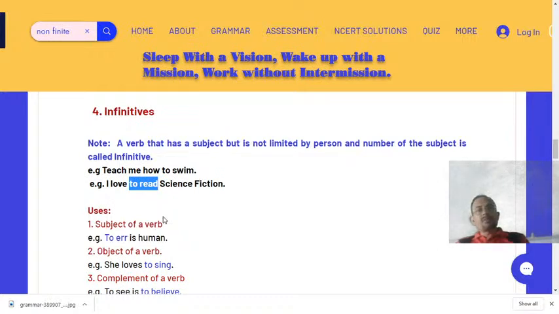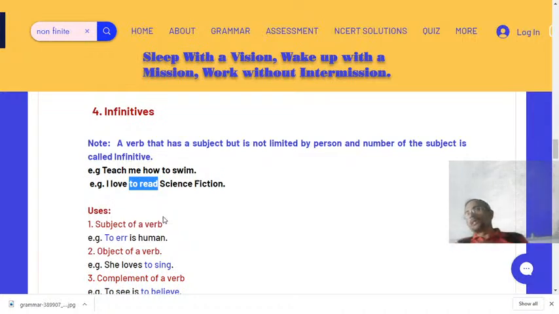Okay, so always remember that infinitive is the verb which is preceded by a preposition called to. Infinitives are those verbs which are mostly preceded by to, because there are some infinitives which are not preceded by to also.